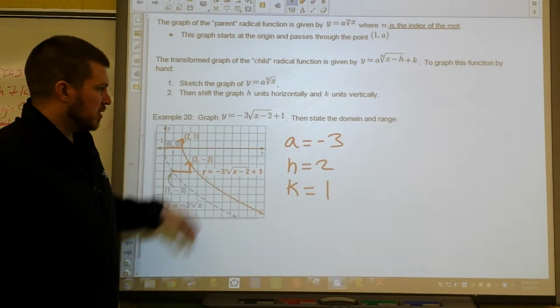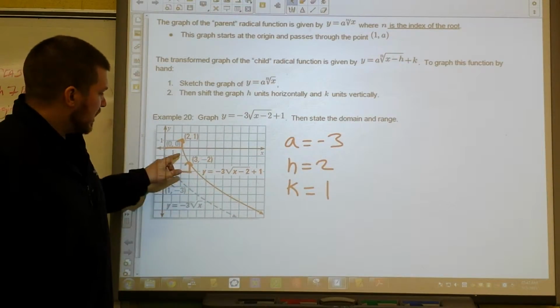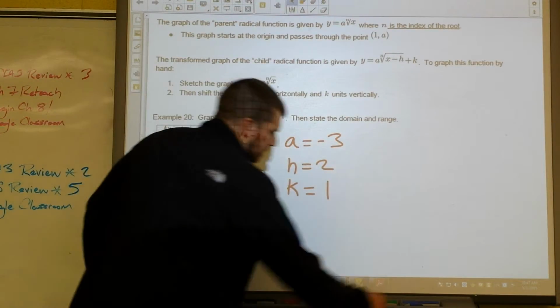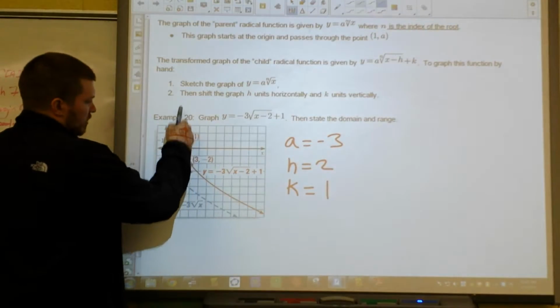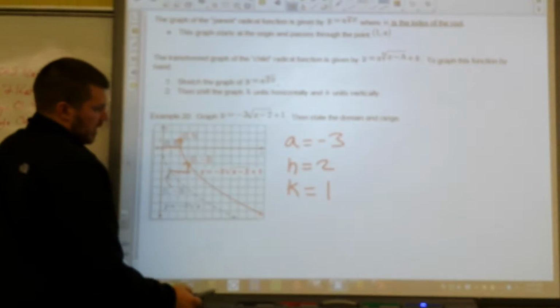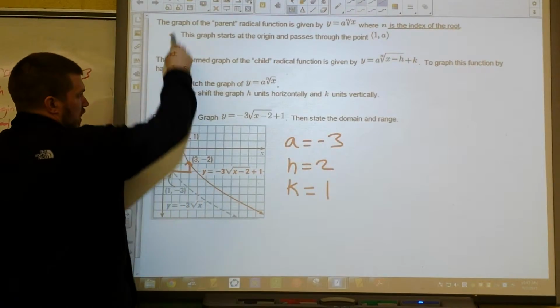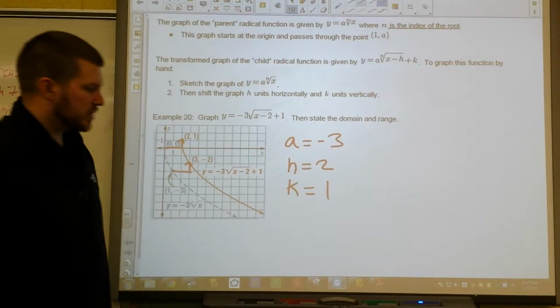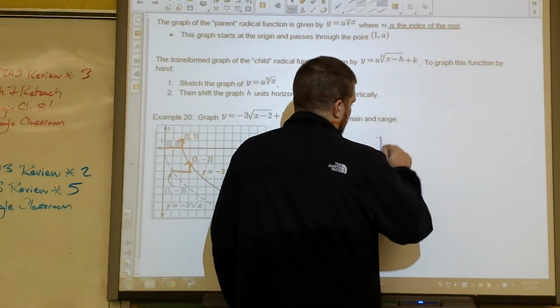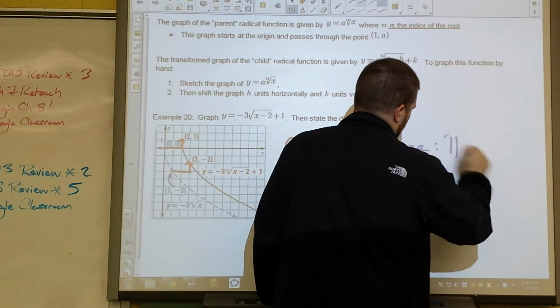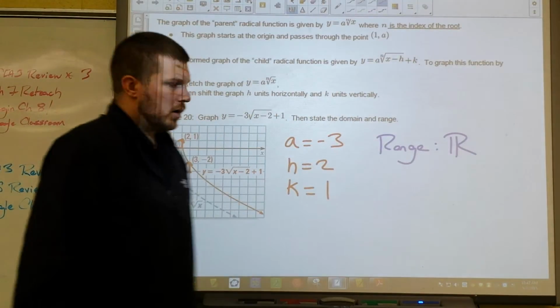Our range is no problem. If we look at the y values, it goes all the way down, keeps falling as far as it wants to go, all the way to negative infinity, and it's going to keep going up, following the arrowhead, all the way up to positive infinity as high as it goes. There's no restrictions on the range. So I'm going to go ahead and call it a range of all real numbers. Again, we use the fancy double R to represent all real numbers.